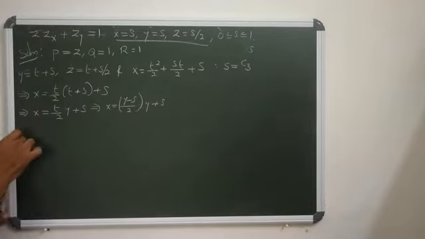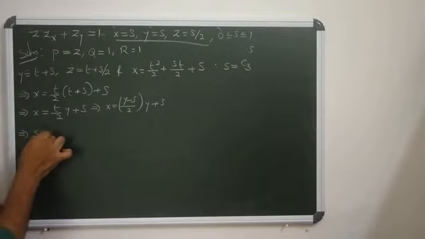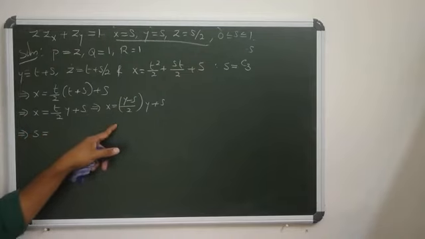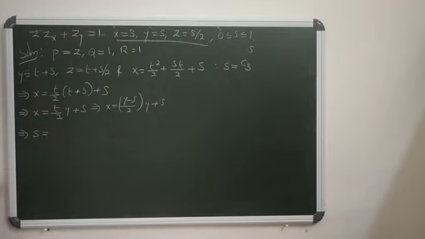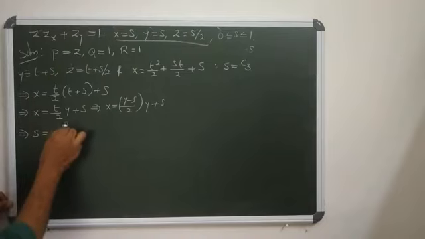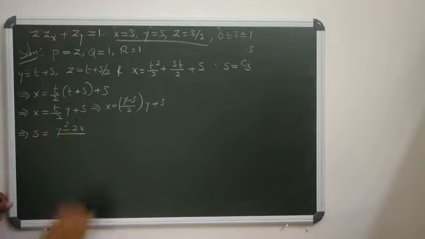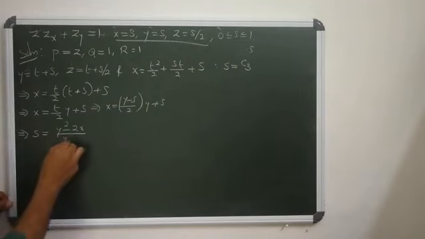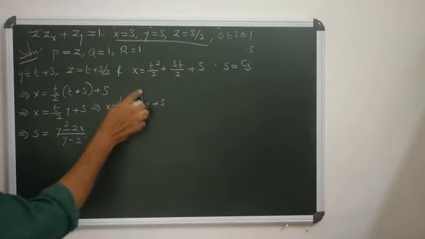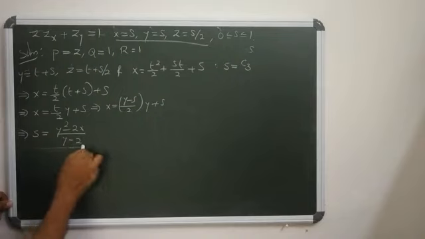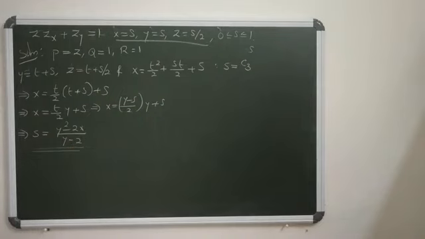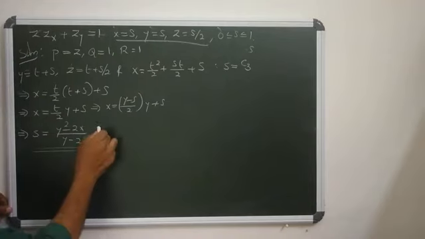On solving, then we get what is s there. S is in terms of x and y. So here s equals (y square minus 2x) divided by (y minus 2). On solving here. Okay, so s equals (y square minus 2x) by (y minus 2). But what is y? y equals t plus s.